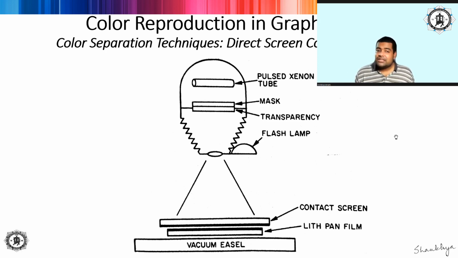The flash exposure is made to the film through the screen only, with the mask and transparency removed. There are special techniques to flash using the mask, but these will be discussed later. The bump exposure is made without the contact screen but with the transparency and mask over the litho pan film.